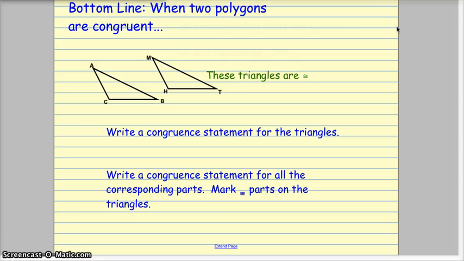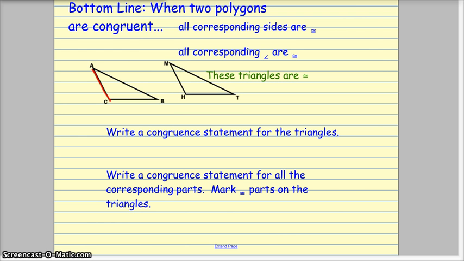Bottom line, when two polygons are congruent, you need to make sure that you have all corresponding sides congruent and all corresponding angles are congruent. By corresponding, what do we mean? We mean the sides that lay on top of each other. So AC and MH, if you slid them on top, are corresponding. Those have to be congruent.